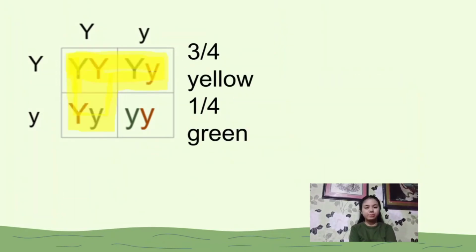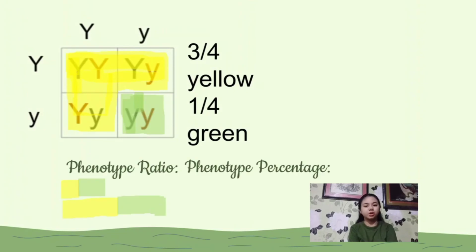And for the phenotype, you can see that 3/4 of the offspring will have yellow peas and 1/4 of the offspring will have green peas. This phenotype ratio is 3:1, while our phenotype percentage is 75% and 25%.